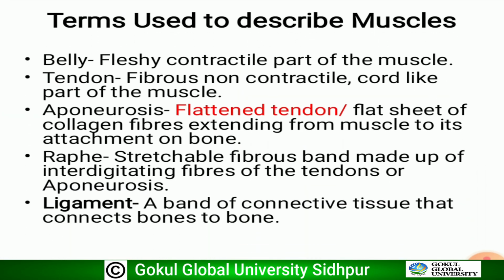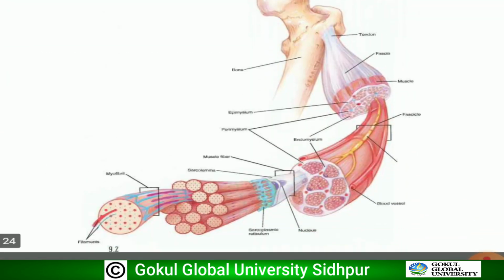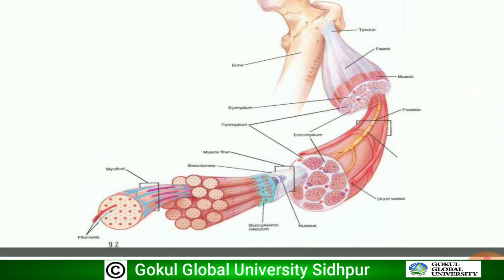Now terms used to describe muscles. Belly, the fleshy contractile part of the muscle. Tendon, the fibrous non-contractile cord-like part of the muscle. Aponeurosis, in short, a flattened tendon, a flat sheet of collagen fibers extending from muscle to its attachment on bone. In this diagram you can see tendon, belly.